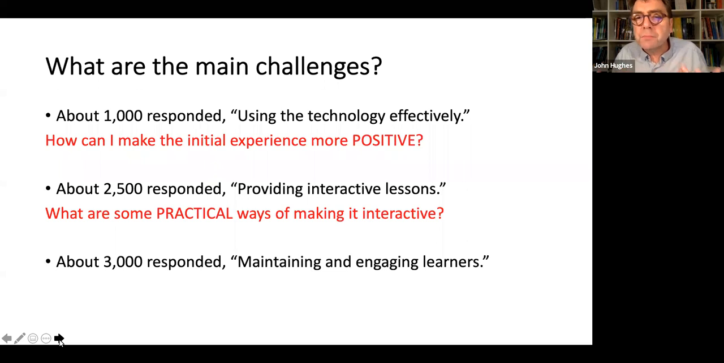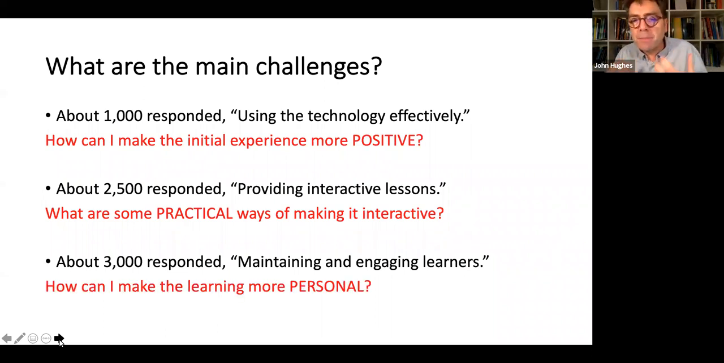The other question, what are some practical ways of making it interactive? So the respondents said, we want interactive lessons. Now, the problem with technology, we can talk about activities that are sort of exciting and transformative, but it's got to be practical. It's got to be straightforward for the students to do and the teachers to put into practice. So when I say practical, it means something that realistically works. And sometimes simple is better. So what are some practical ways of making it interactive?